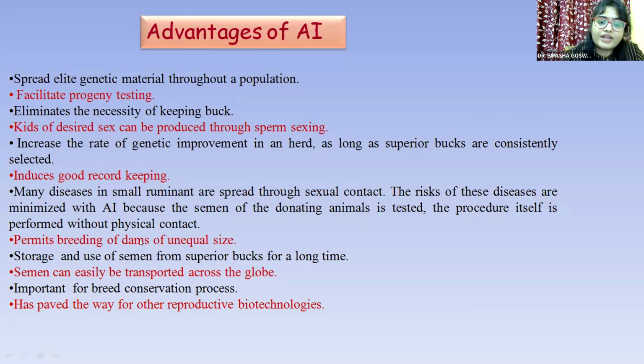It permits breeding of dams of unequal size, and storage and use of semen from superior bucks for a longer period, and semen can easily be transported across the globe. It is important for the breed conservation process and has paved the way for other reproductive biotechnologies.